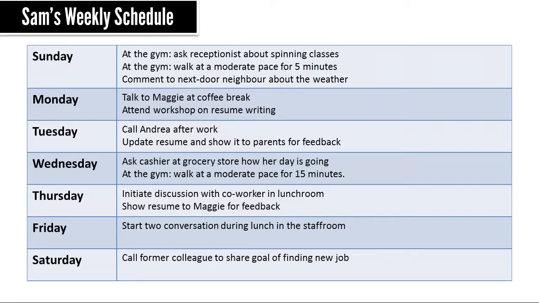One day she decided to talk to Maggie at the coffee break, attend the workshop on resume writing. So you can see that she brought in her long-term goal there of getting a new job. Tuesday, call Andrea after work, update her resume, show it to her parents for feedback. Wednesday, ask the cashier at the grocery store how her day is going. At the gym, walk at a moderate pace for 15 minutes.